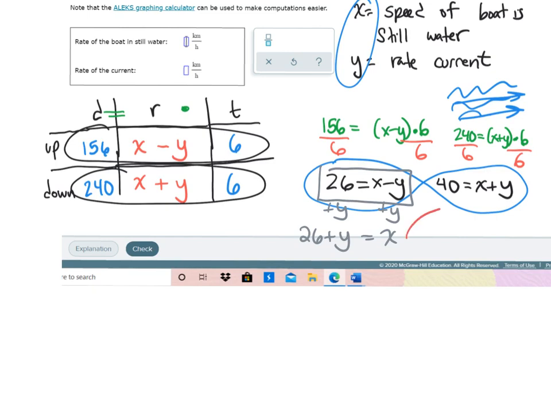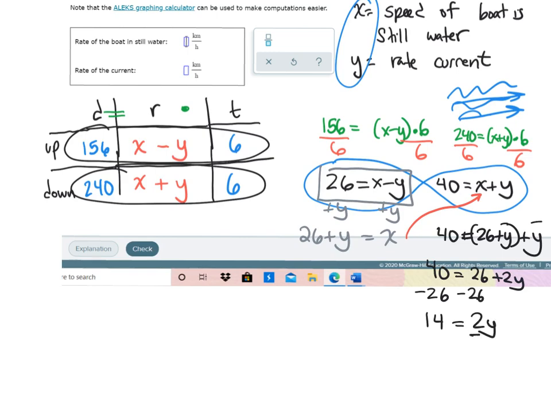And then remember, I will plug that into the other equation. So that's going to be 40 equals 26 plus y plus another y, because the 26 plus y takes the place of x. So that gives me 40 equals 26 plus 2y, because I've got a y here and a y here. I'll subtract 26 from both sides. So 40 minus 26 is 14 equals 2y. And I'll divide both sides by 2, so y is 7. Now remember, 7 is the rate of the current because it's y. So my rate of the current in this problem is 7.